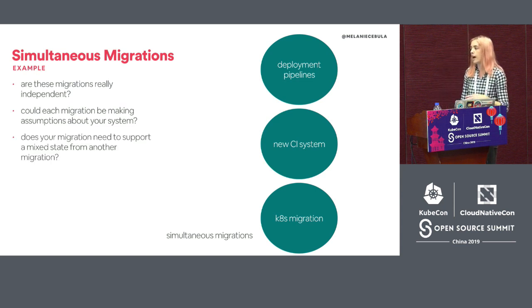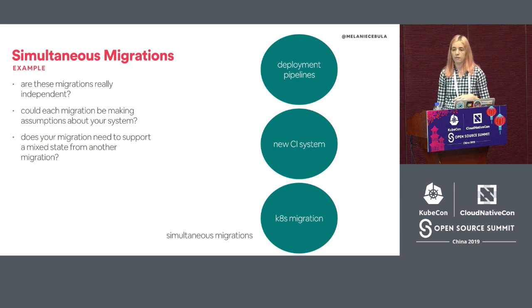And does your migration actually support a mixed state from another migration? This is a really common mistake that we've had here: how can we make sure that your migration works with all the other states the system could be in? This migration is finished, this one's not. So it's very complex having all of these happen at the same time.